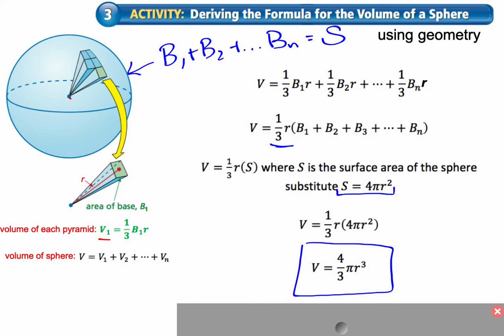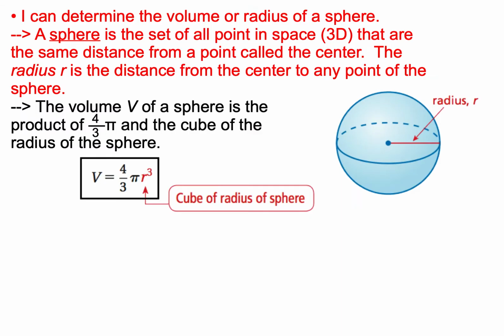And at the end of the video, we're actually going to see another interesting relationship with the sphere as it compares to the cone and the cylinder. So back to the introduction. We talked about what a sphere was. Now the volume V of a sphere is the product of 4/3 of pi and the cube of the radius of the sphere. So it is 4/3 pi r cubed.